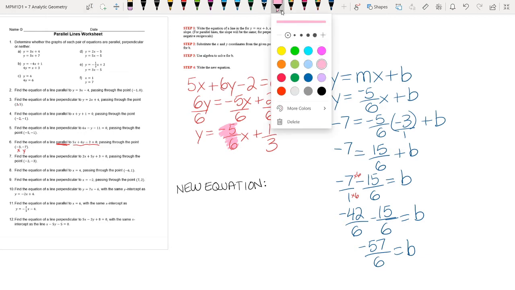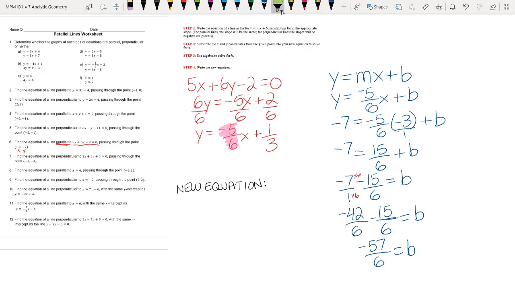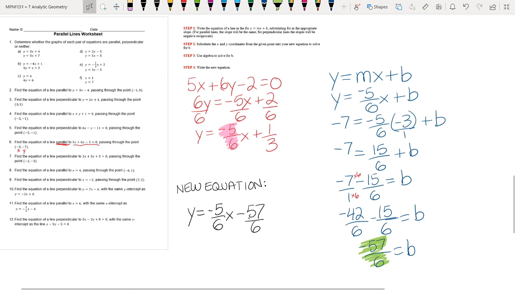And that tells me our y-intercept for our new equation, which is going to be y equals, here's our slope, negative 5 over 6x minus 57 over 6. And just to color code for consistency's sake, here is my y-intercept, and here is my slope.